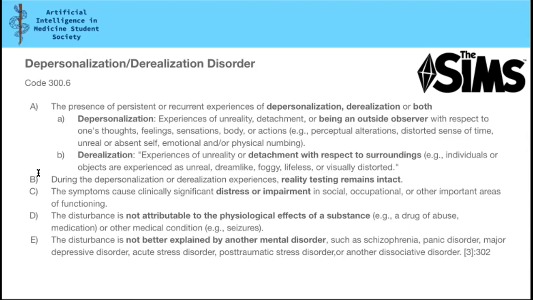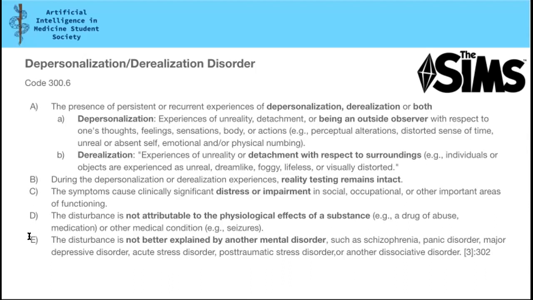Section B says the reality testing remains intact. So we have to make sure that this patient is actually seeing the things around us. They are aware of what's going on around us. They just don't believe it's real. So if I ask, what am I holding in my hand? And I'm holding a pen, they're able to say, yeah, you're holding a pen. They just don't believe it's real.